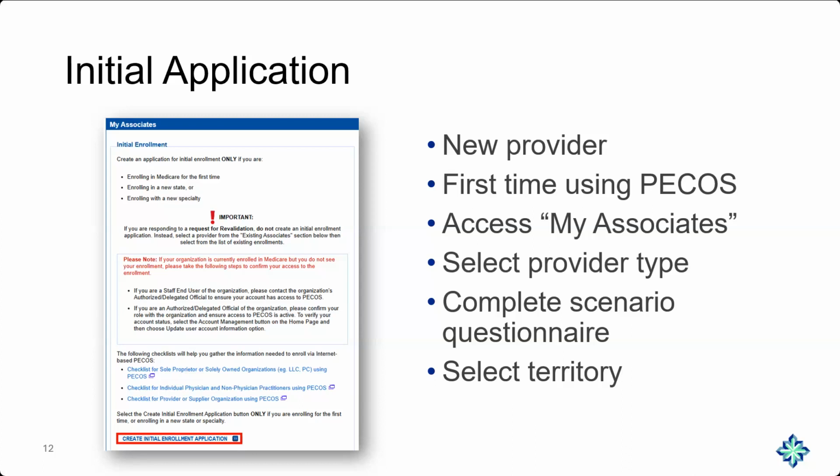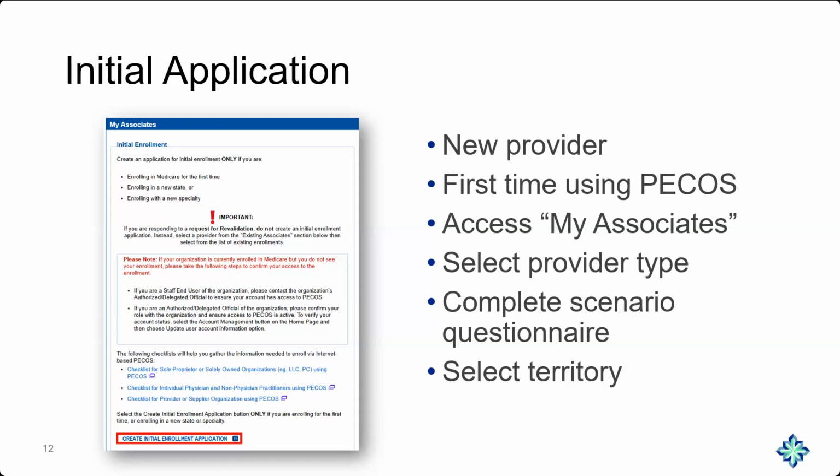That questionnaire is what's bolting together the required sections for the application in order to execute your enrollment application. And then selecting a territory is super important because that is what's going to direct your submission to the appropriate MAC. So make sure when you're selecting the territory, you're selecting the state for which the provider application needs to go to. So if you're enrolling in Michigan, select Michigan, even if you're located in Indiana.